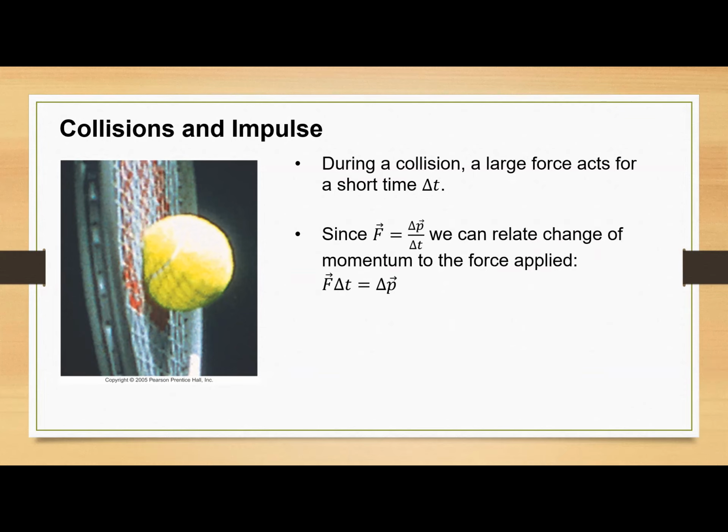So that F delta T is called the impulse. We call F delta T the impulse. So the change in momentum is equal to the impulse, F delta T.